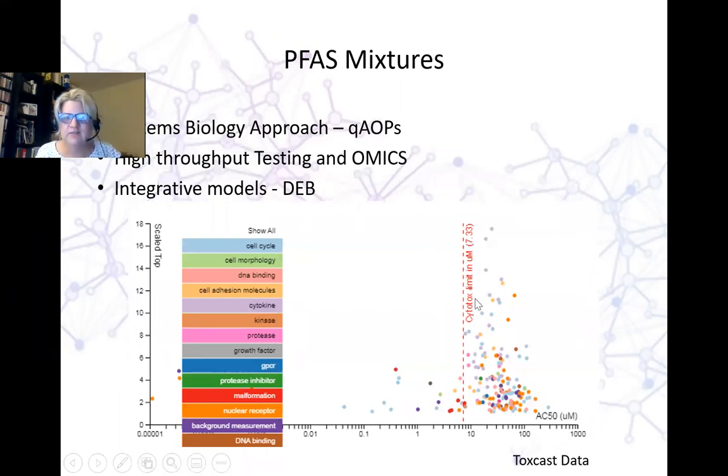Just to show you how it works, this is the systems biology approach and the quantitative AOPs that can link to the pathways. We could do all these high throughput testing and omics, and this is the kind of data that you can get from ToxCast, where you have the dose on this axis, and right here is this cytotoxic burst. This is the concentration that causes the cell to burst. But there's all of these processes that are affected by this PFOS, I believe, or PFOA chemical. Anyway, you can see here that at really, really low doses, we're hitting some nuclear receptors, and as you increase the doses, we're getting in more and more processes.